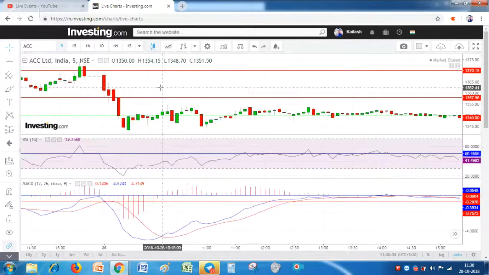There are so many messages. Friends, just give me one minute because there are so many messages appearing. Someone wants Bank Nifty. Okay, friends, I will go to Bank Nifty also.